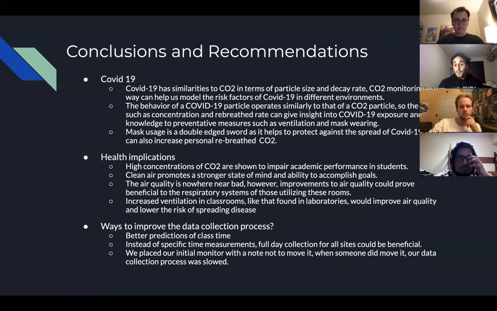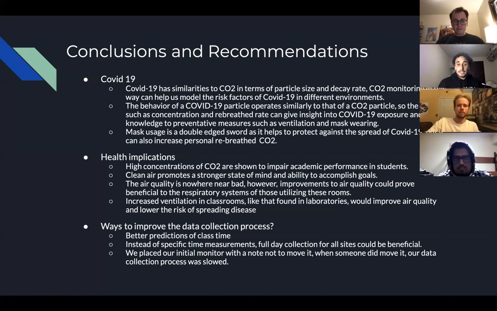The air quality that we monitored in all of these sites was nowhere near bad. There could be some improvements like increased ventilation. It should be noted that it's winter and the heating systems are on. So there could be differences if this was tested in the summer when the AC might be going. Increased ventilation in classrooms like those in laboratories would improve the air quality and lower the risk of spreading diseases and viruses like COVID-19.